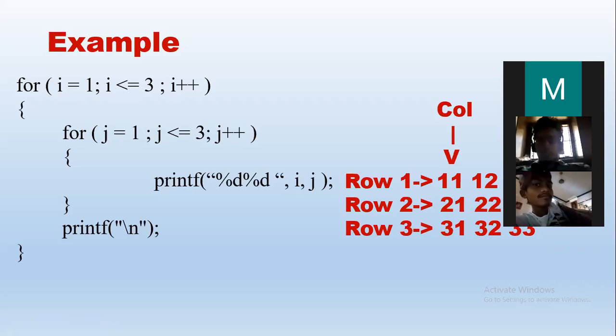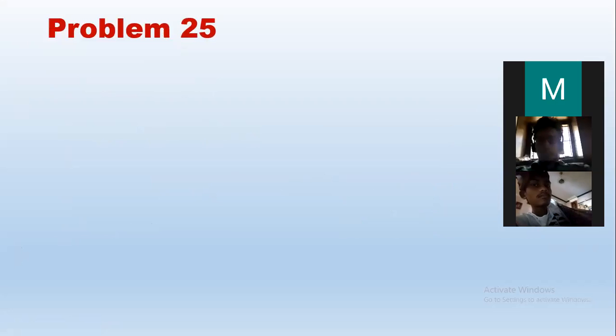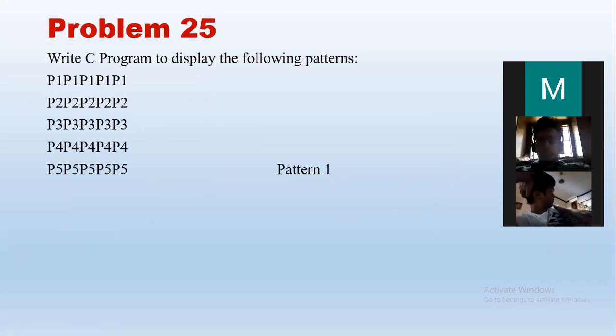Okay, so let us now continue. First, we will discuss problem 25, right? It is comparatively easier to understand. It is somewhat similar to this previous example. In problem 25, we are printing two patterns. What are they? We just saw the first pattern. That is the pattern with P1 printed 5 times in the first row, P2 printed 5 times in the second row, and so on: P3, P4, and P5 printed 5 times in the fifth row, right?